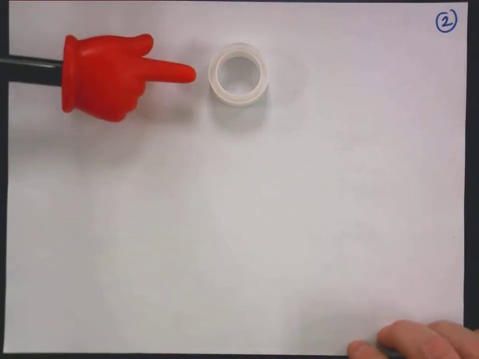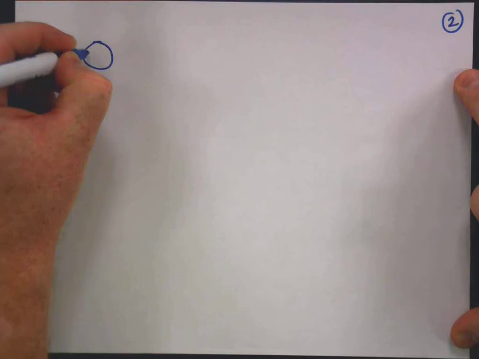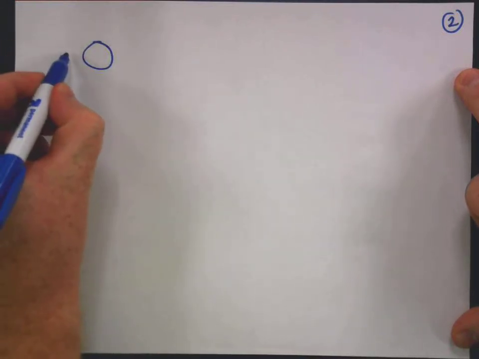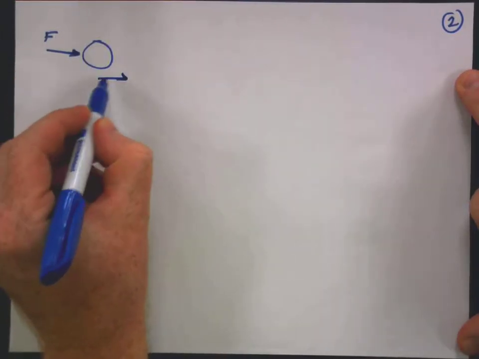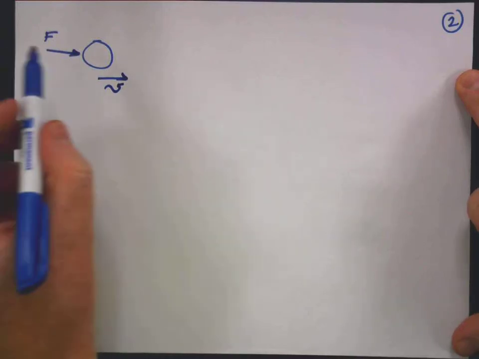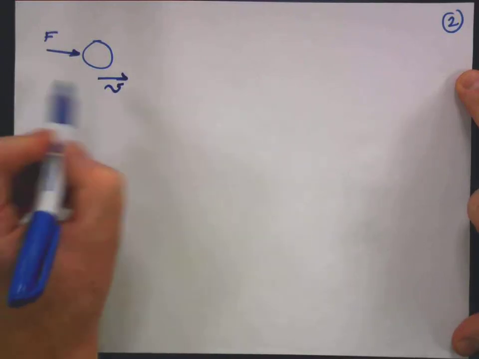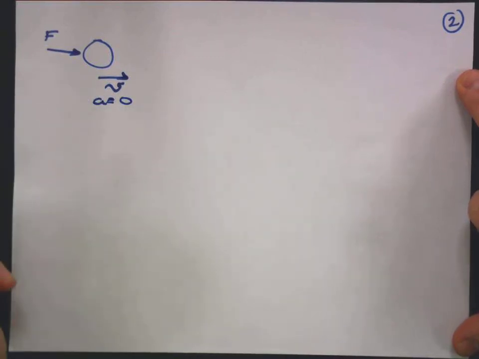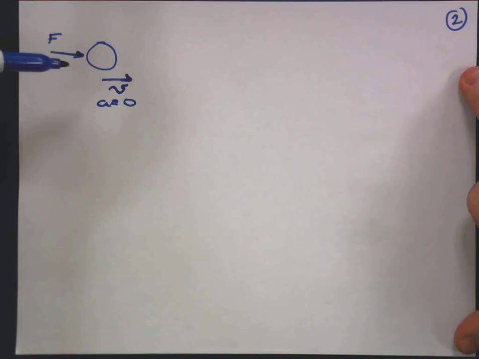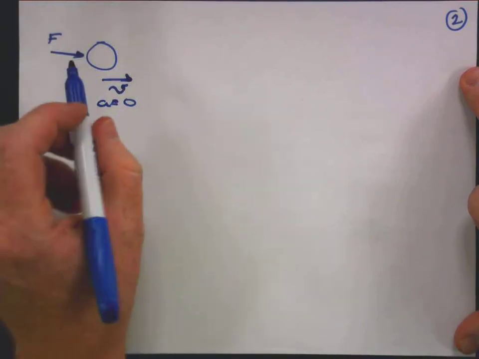Now, I was applying a force to it. Why did it not accelerate? Well, the reason why is friction. So let's look at that situation. What does this mean for us? So we have this round object, and we applied a force to it, and we got a velocity in this direction, but we had a constant velocity, so acceleration was 0. Acceleration equals 0.